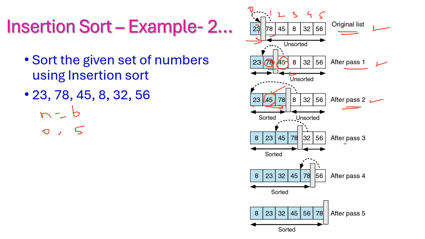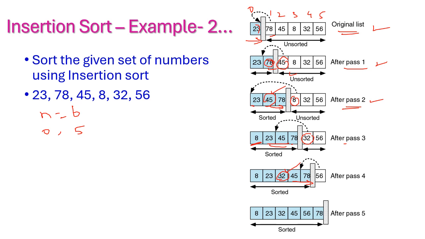When we come to pass 3, the value 8 will be placed in the first position, because this is the minimum value. So at the end of pass 3, 4 items got sorted. And the next one is 32. 32 will be placed in between 23 and 45. So the 78 and 45 will be moved towards the right, and in that place 32 will be located.